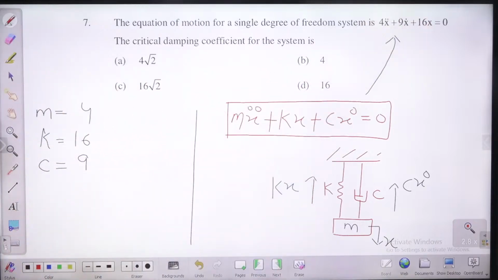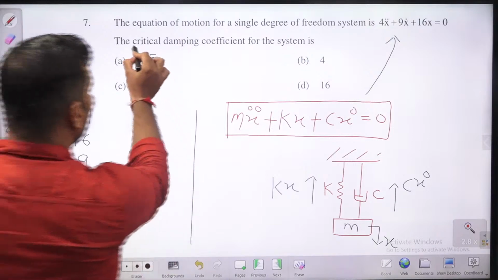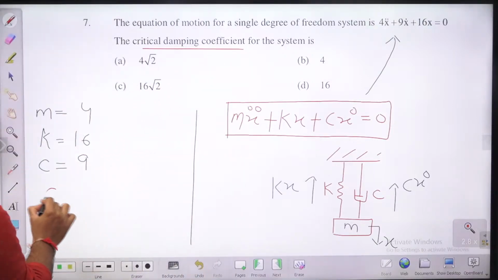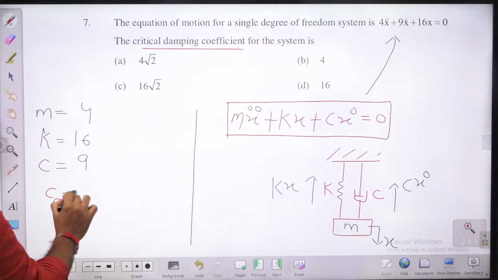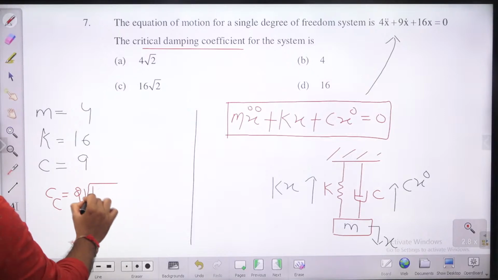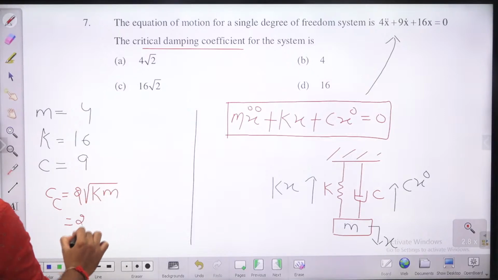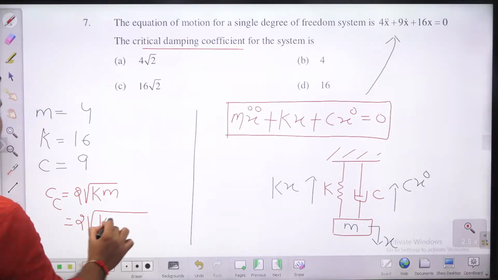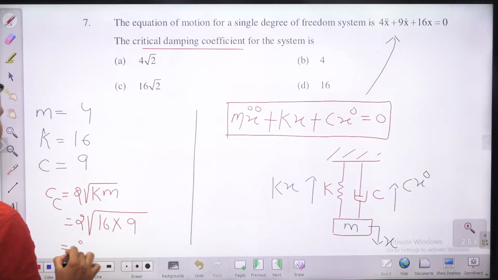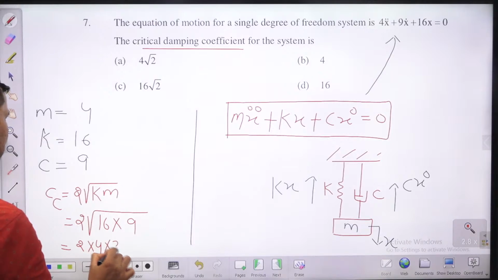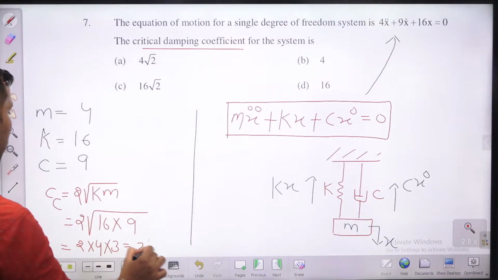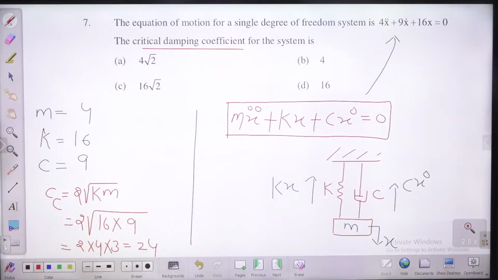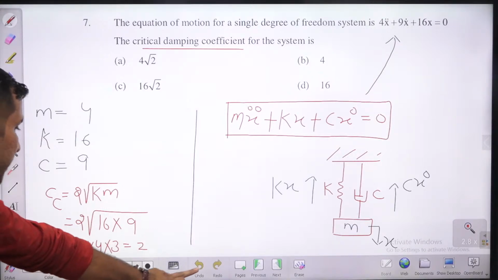So now what is he asking, guys? He's asking the critical damping coefficient. Earlier we had discussion: critical damping coefficient is nothing but 2 under root km. Just put all the values. 2 under root, how much is k? 16. This is 9. So this is 2 into 4 into 3. So this will be 24. Just check it out.